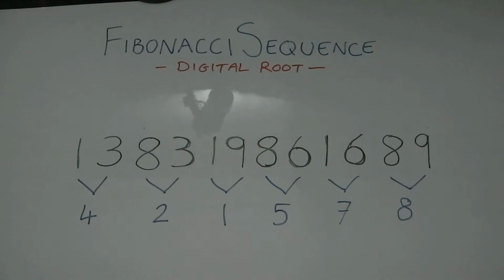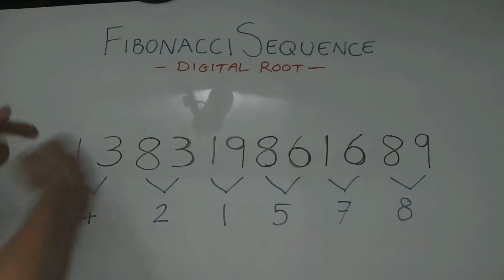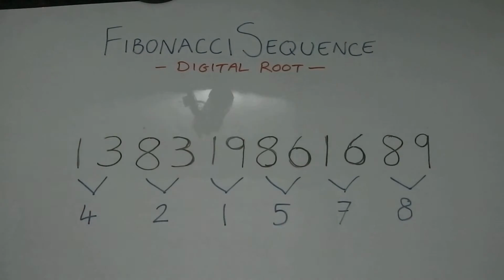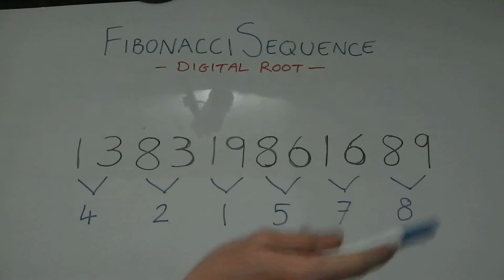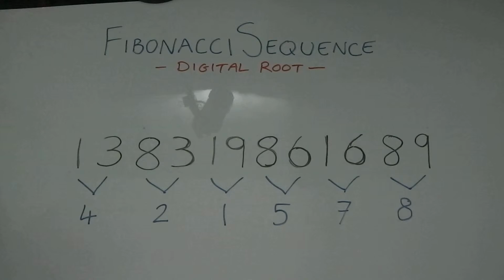Only 6 digits. If this kind of sequence of numbers continued, if we had multiple adjoined or adjacent Fibonacci sequences in digital root form, we'd see 4, 2, 1, 5, 7, 8. That's halving. 4 to 2 to 1 to 5 to 7 to 8. That's just halving. No 3s, no 6s, no 9s. That's pretty cool.